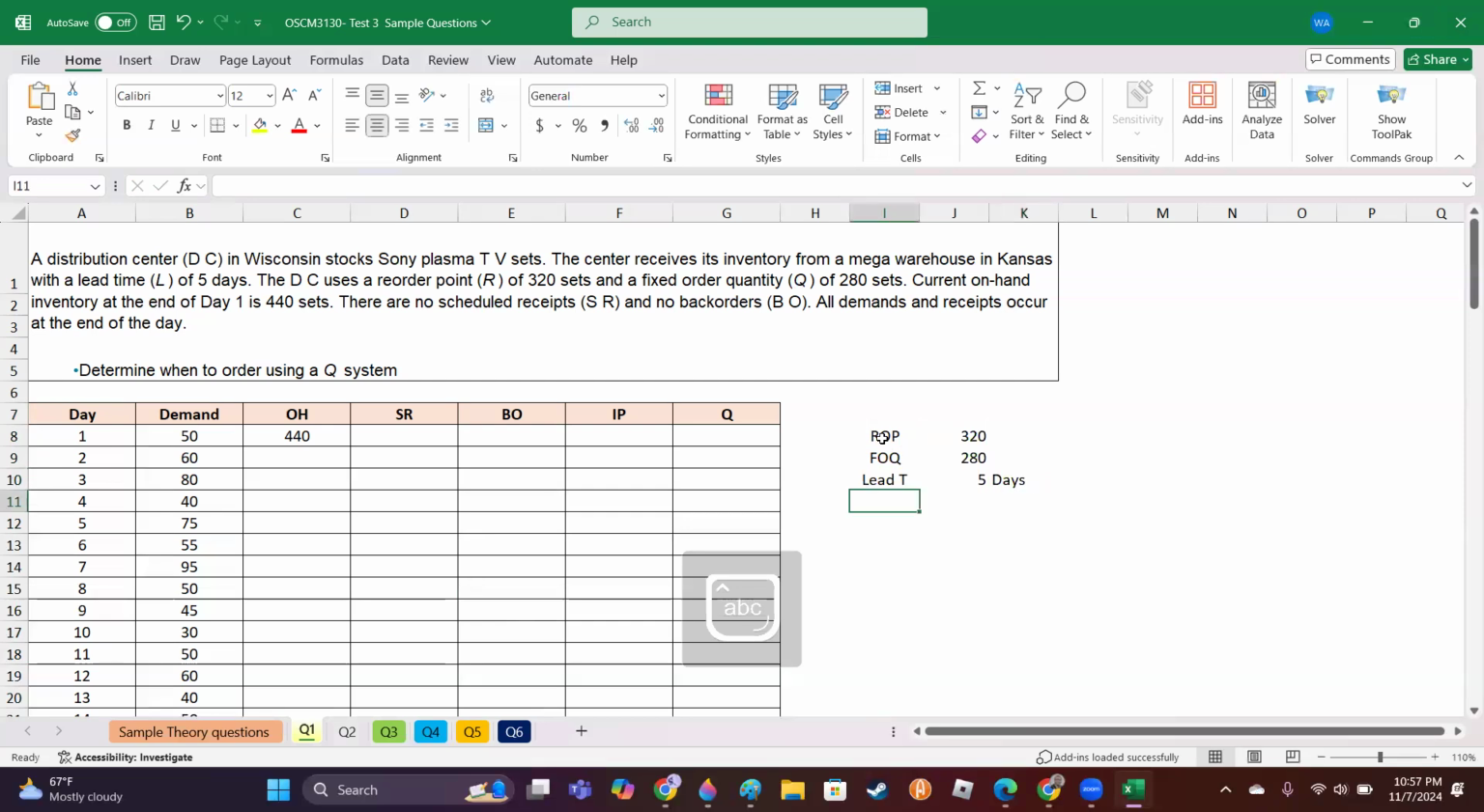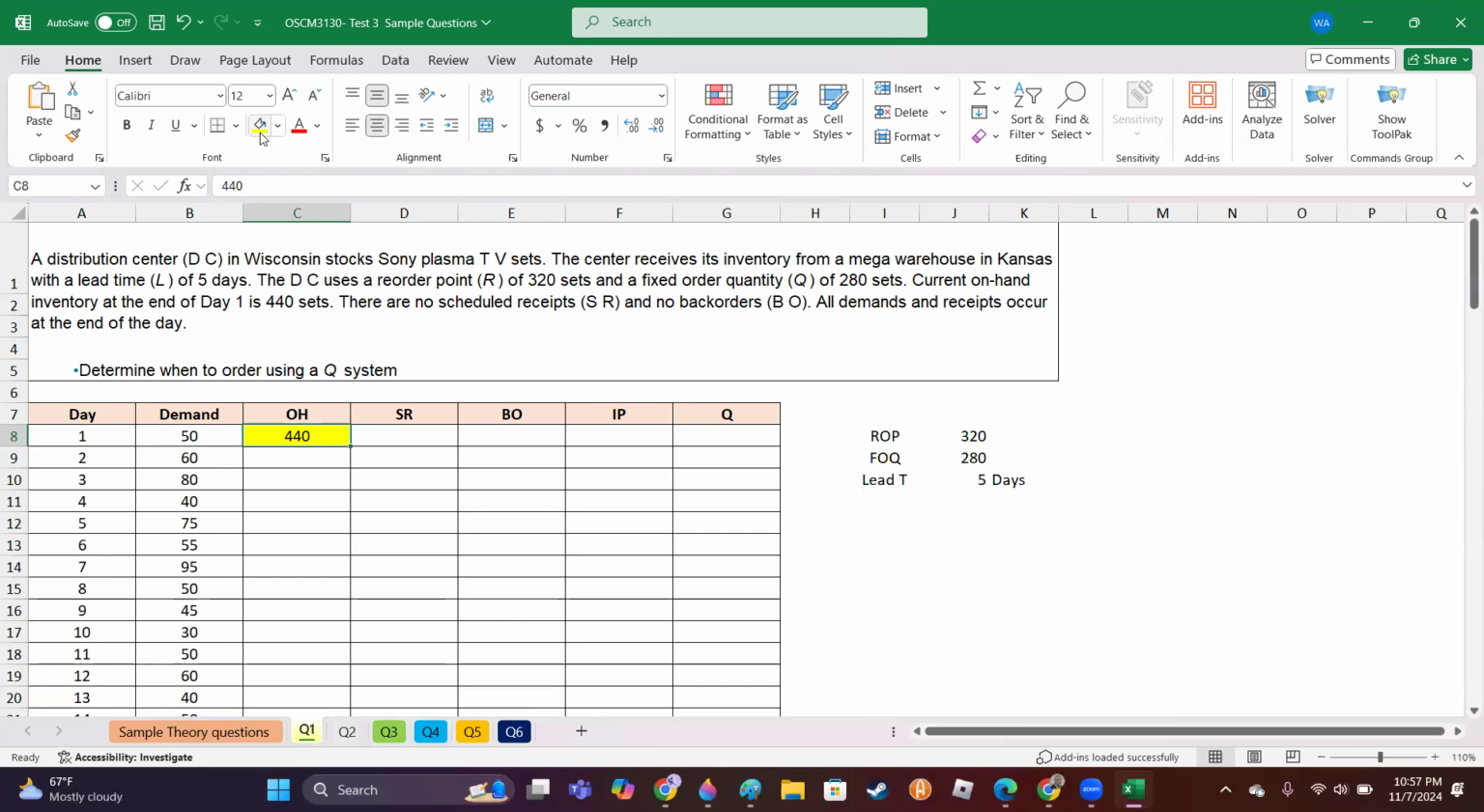So it'll take us 5 days to get inventory from the time we place the order to when the truck pulls up with inventory. Inventory at the end of day 1 is 440. That's already provided to you there. There are no scheduled receipts and no back orders. All demand and receipts occur at the end of the day. Determine when to use a queue system.